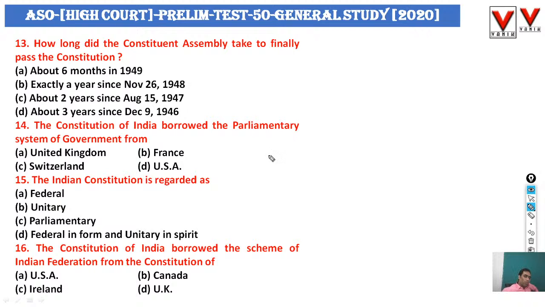The Constitution of India borrowed the scheme of Indian Federation from the Constitution of Canada. This federal scheme has been taken from the Constitution of Canada. So the right answer is B.